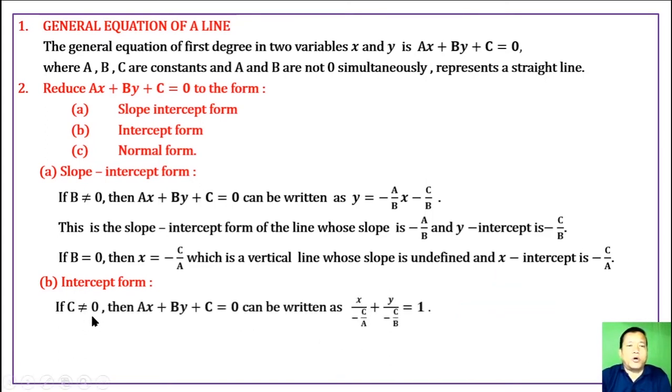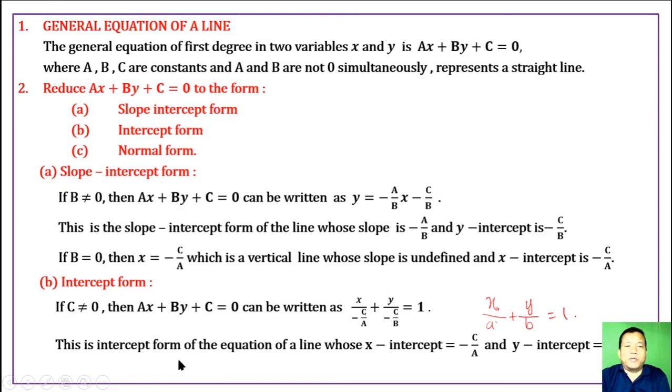If c does not equal 0, then ax plus by plus c equal to 0 can be written as follows. If c is transferred to the other side and we divide both sides by minus c, we get 1 on the right side, and on the left side x by minus c by a plus y by minus c by b, which is in the form x by a plus y by b equal to 1.